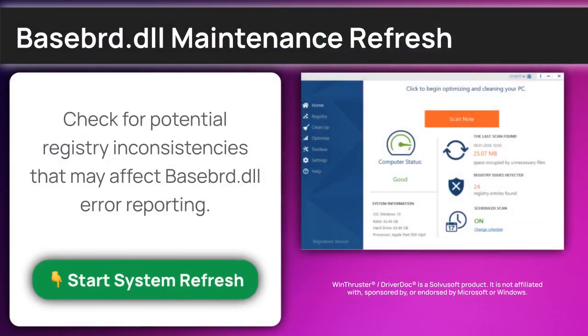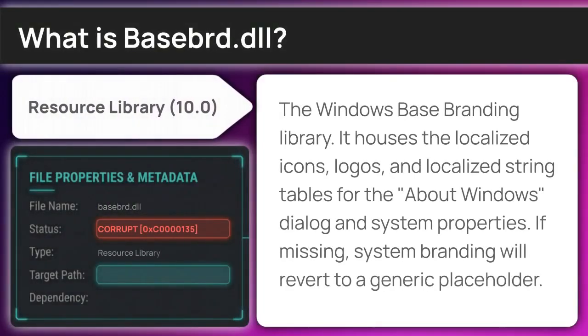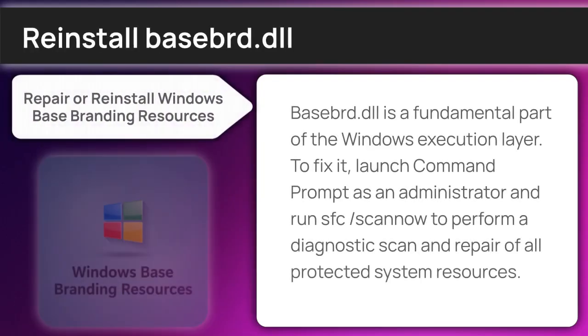This is the Basebrd Library, the Windows-based branding library. It houses the localized icons, logos, and localized string tables for the About Windows dialog and system properties. If missing, system branding will revert to a generic placeholder. With that background out of the way, here is how we actually restore the missing component. Basebrd is a fundamental part of the Windows execution layer.